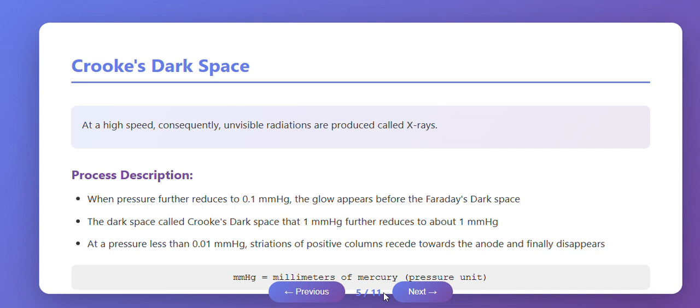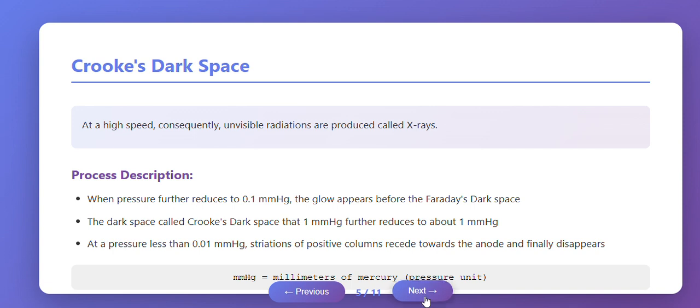And if you go below 0.01 millimeters of mercury, really low pressure now, the striations and positive columns recede toward the anode and finally disappear completely. At this point, you're in the optimal zone for X-ray generation. Remember, mm stands for millimeters of mercury, which is a unit of pressure. It's amazing how such precise control of pressure can make all the difference.